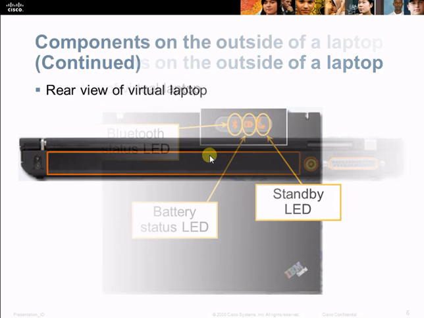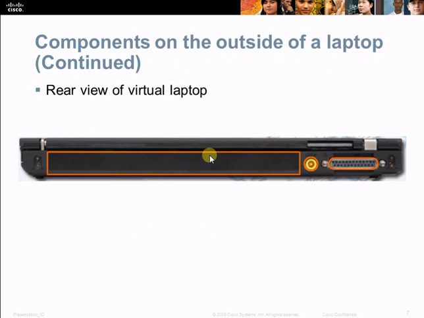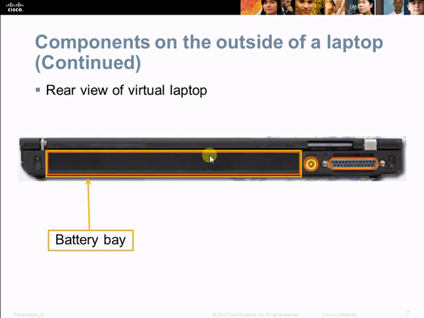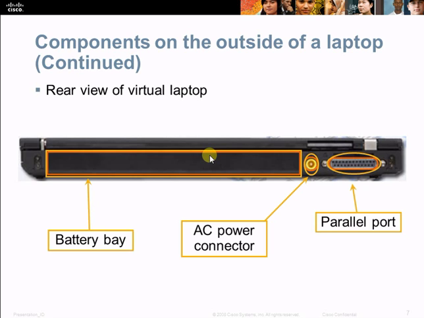On the rear view, we have a battery bay. On some computers, it might be on the side, but in most cases today it's in the back. We have usually an AC power connector. Again, this can be in different spots on different makes. Laptops tend to be proprietary, and so there's not one general standard. It's usually vendor specific. And we have a parallel port. Laptops today are really not going to have parallel ports on them.